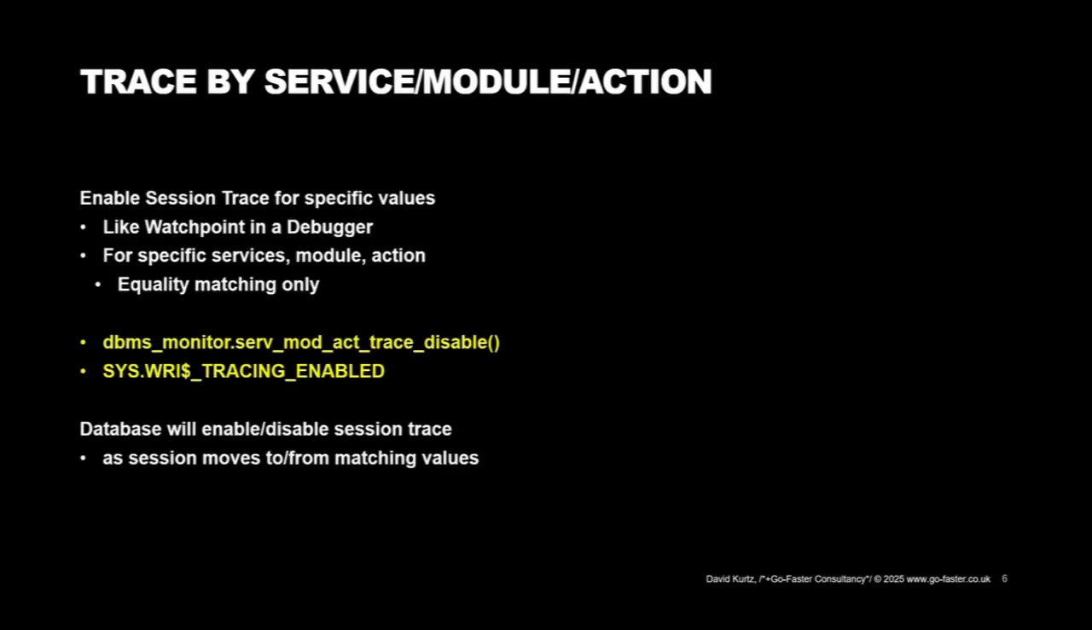You can enable trace on the combination of service, module and optionally action, rather like a watch point in a debugger. Just as you can pause execution when you hit a watch point in a debugger, you can set a trace point, and it will say, when I see a matching module and action, I will enable trace, and you can set this up declaratively. And when it sets module and action to a watched value, it will enable trace, and when you set it to a different value which isn't watched, it will disable that trace. So you don't have to execute the code to enable trace on a session yourself.